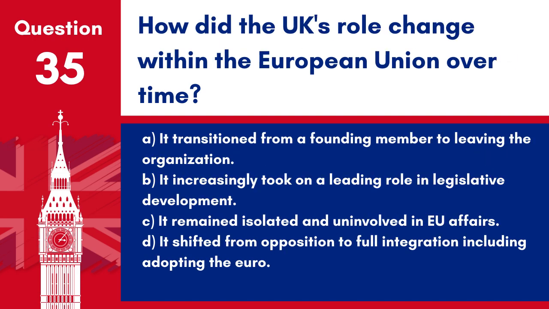Question 35. How did the UK's role change within the European Union over time? A. It transitioned from a founding member to leaving the organisation. B. It increasingly took on a leading role in legislative development. C. It remained isolated and uninvolved in EU affairs. D. It shifted from opposition to full integration, including adopting the euro.